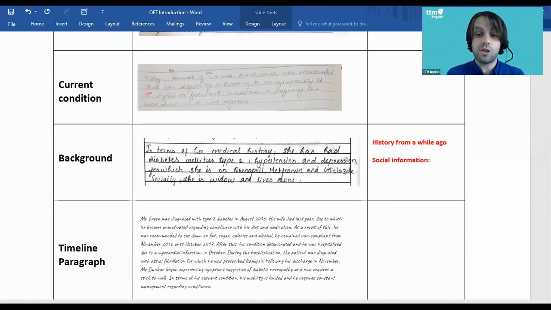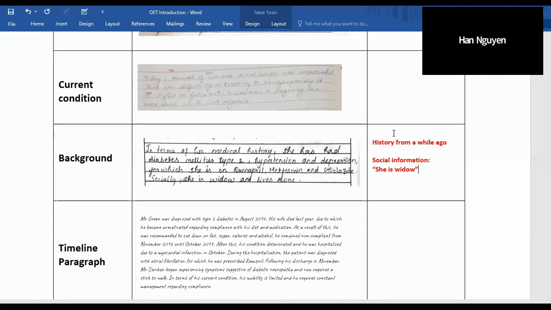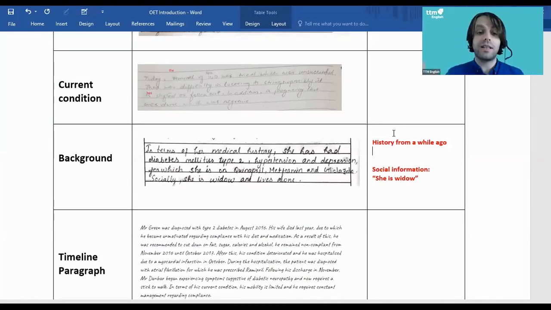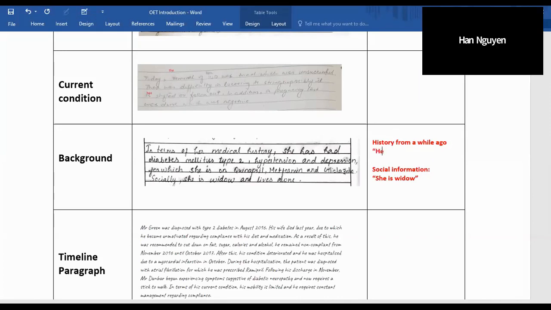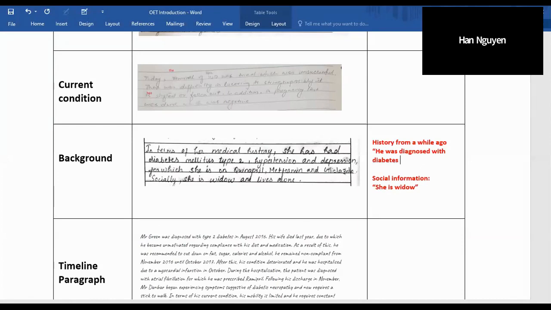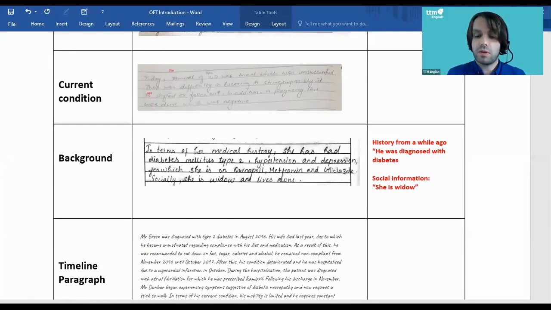Like it says here, she is a widow, right? What tense is that? Simple present. Well, we might say, Han, can you give us an example of something you might say from a long time ago? He was diagnosed with diabetes for 10 months. Yeah. Well, you could say he was diagnosed with diabetes, let's say 10 months ago. Because that's just past simple.